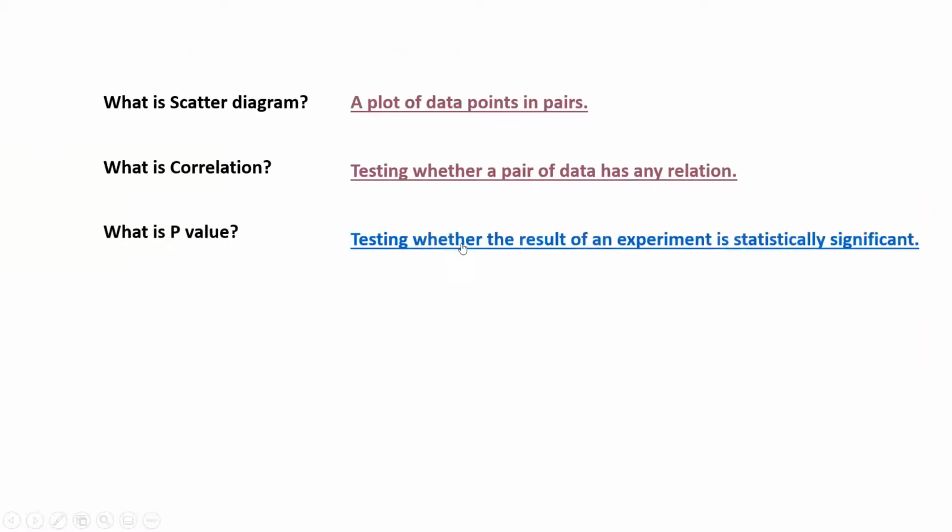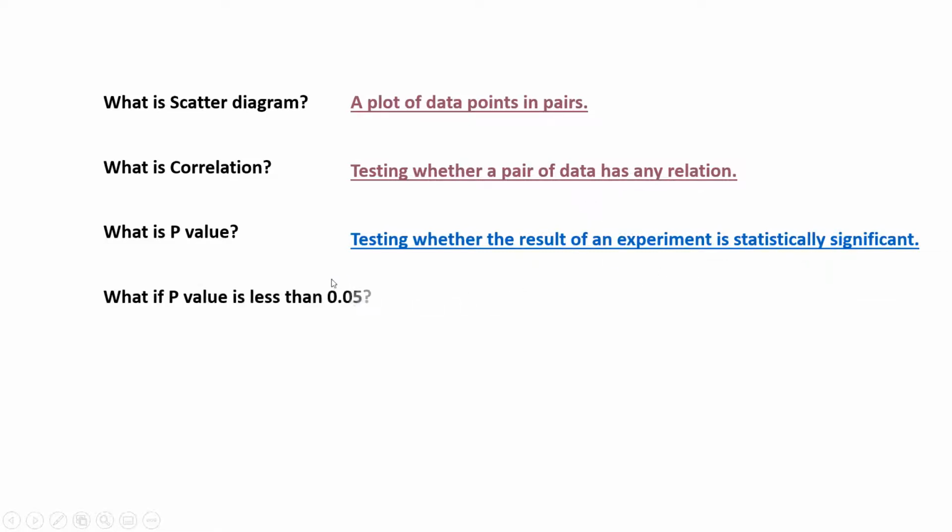What is p-value? Testing whether the result of an experiment is statistically significant. We have taken sample data, x and y values. That relation that we have obtained, is it really significant or not? That is what we are going to find out here. Depending upon the rho value, we are fixing a relation, and whether that relation is significant or not, we are going to find out.